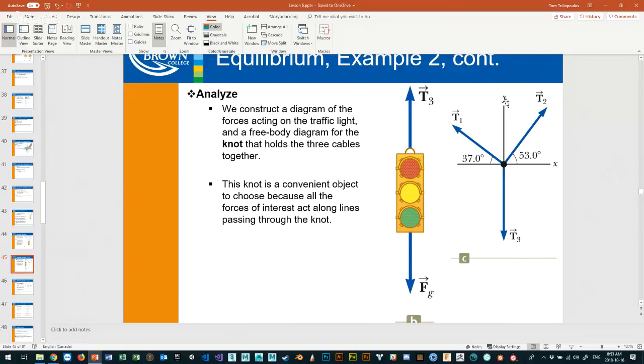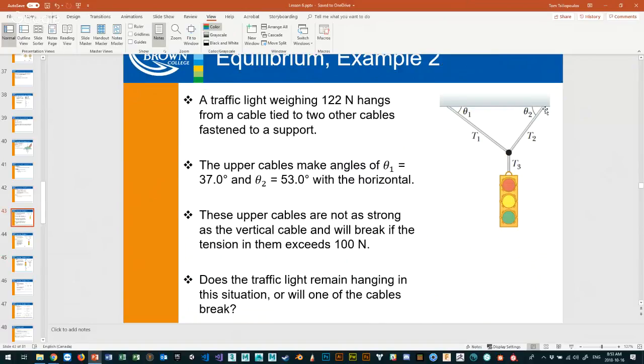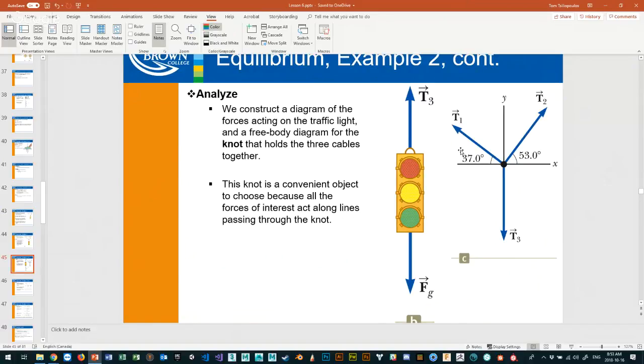All right, so we have this now. We broke it down into this kind of situation. And notice we put this horizontal line that goes like this. But that's not how it was drawn, right? The original diagram, if you look at it, was drawn like this, right? And we said that theta 1 is 37 and theta 2 is 53.